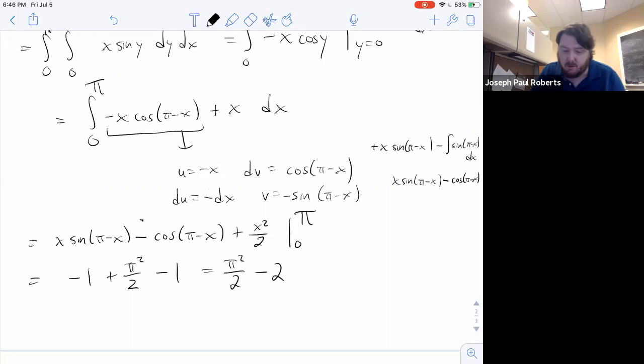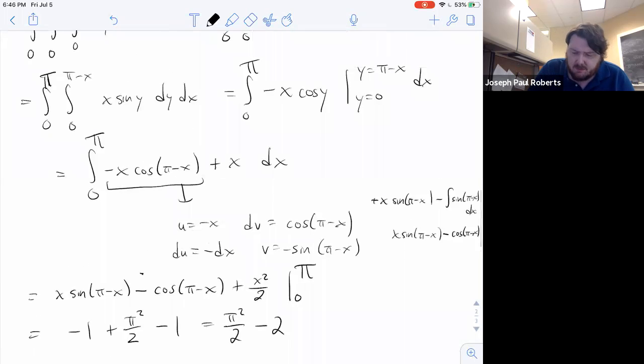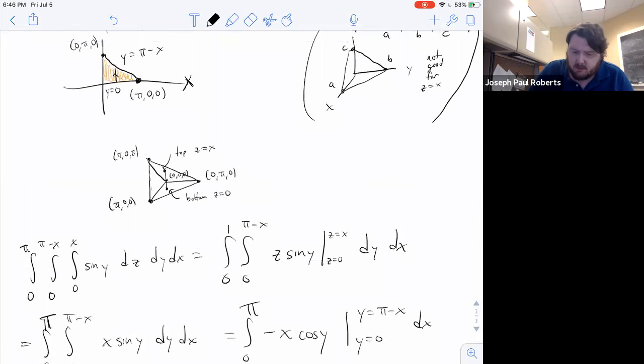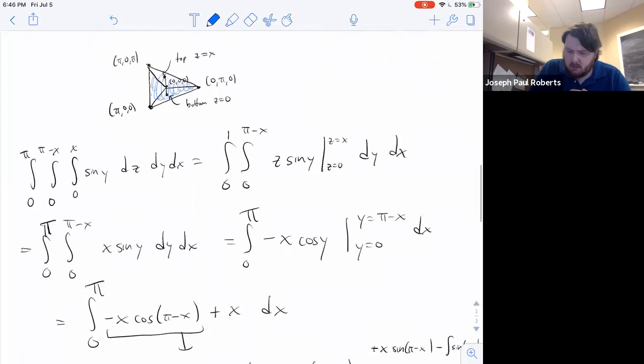And that is familiar as well. And so again, focus more on the setup of parsing the idea that we're below the plane z equals x, we're above the plane z equals 0, and then it sounds like our shadow is that triangle with vertices 0, 0, 0, pi, 0, 0, and 0, pi, 0. Okay.